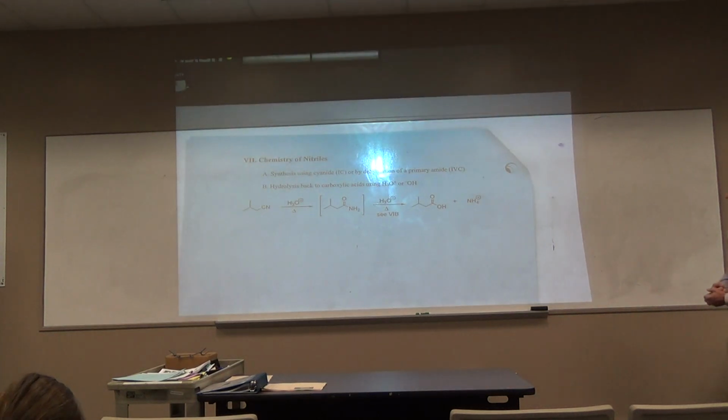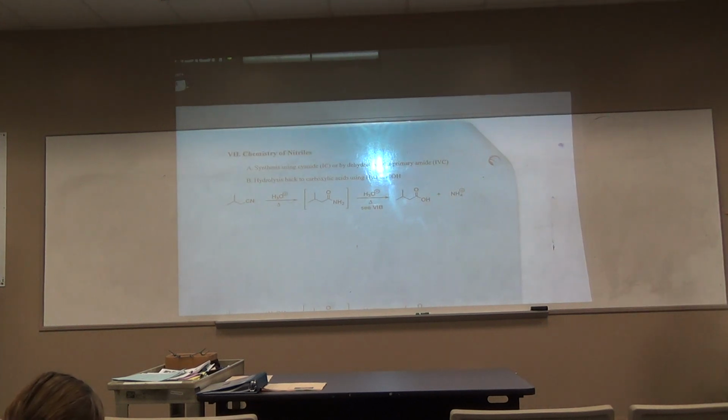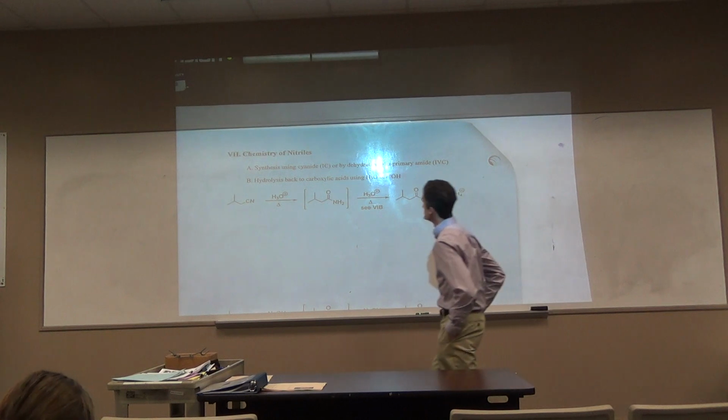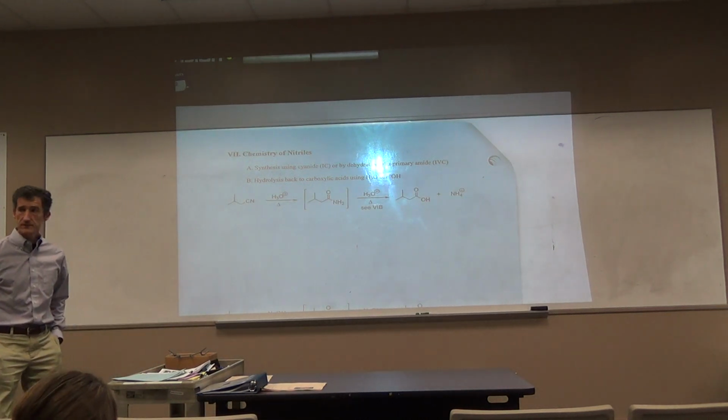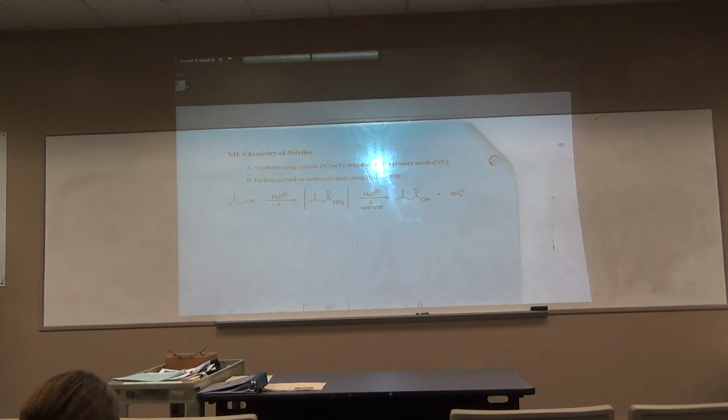Chemistry of nitriles. Synthesis using cyanide, we've already seen that in Roman numeral 1C. And we just saw another synthesis, dehydration of a primary amide. So we just did that, 4C. Those are two common syntheses of nitrile compounds.